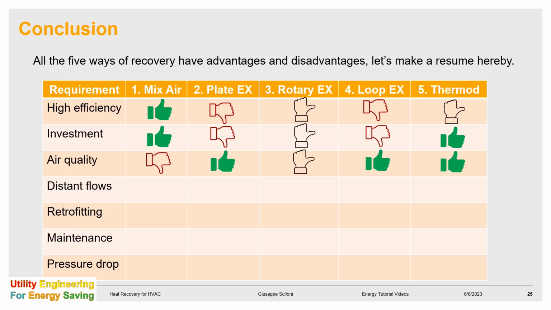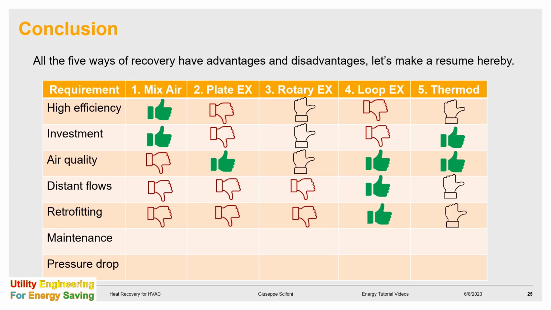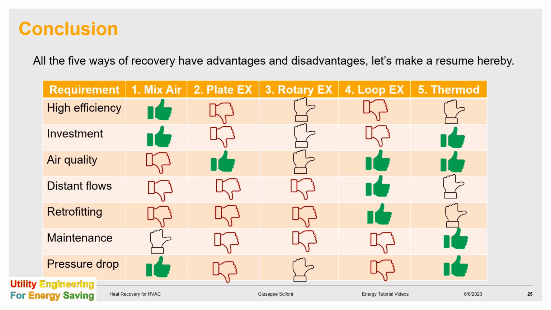For the air quality, the best solution is when we have separation of the streams, also for plate, loop and thermodynamic. The loop exchanger, despite of the low efficiency, has the advantage to allow the recovery when supply and return streams are distant and can be easily retrofitted to existing systems. The thermodynamic is the least maintenance intensive since no exchangers and offers limited pressure losses.